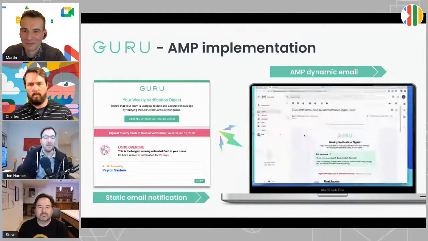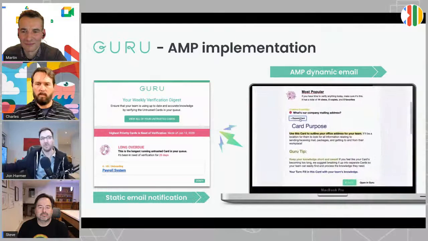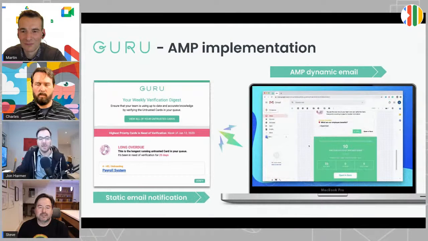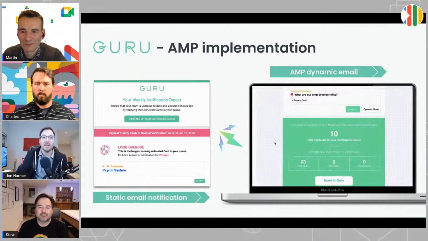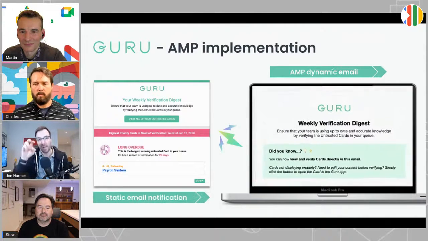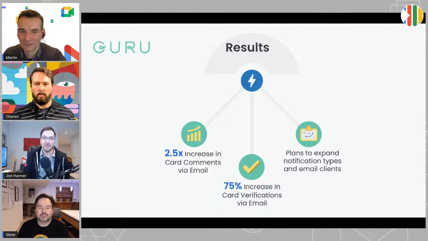Real quick, their customers improved approval times from like 24 hours to less than 4 when they implemented that. So that was helpful. Guru's knowledge management system. How do you make sure that everybody in your company knows all the right things? They launched this experience that you see here, way more visually interesting and useful for verifying knowledge cards that they have. 2.5 times increase in card comments, 75% increase in card verifications. So hugely successful, useful cases for them.